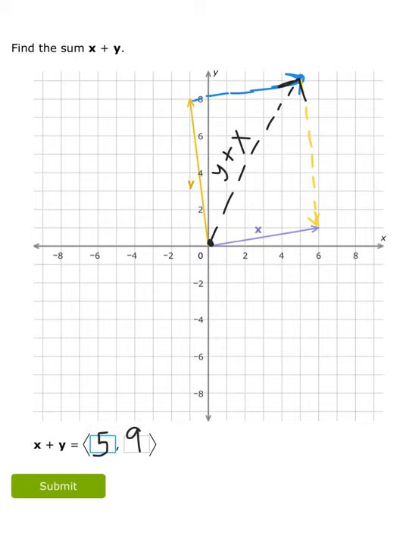Okay, let's look at the component forms of x and y just to verify that we did this correctly. So let's start with x. The component form of x is 6, 1.